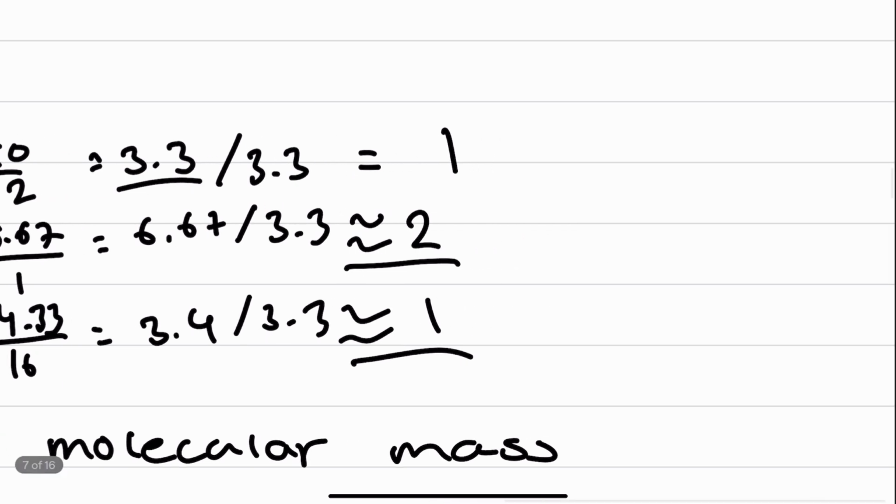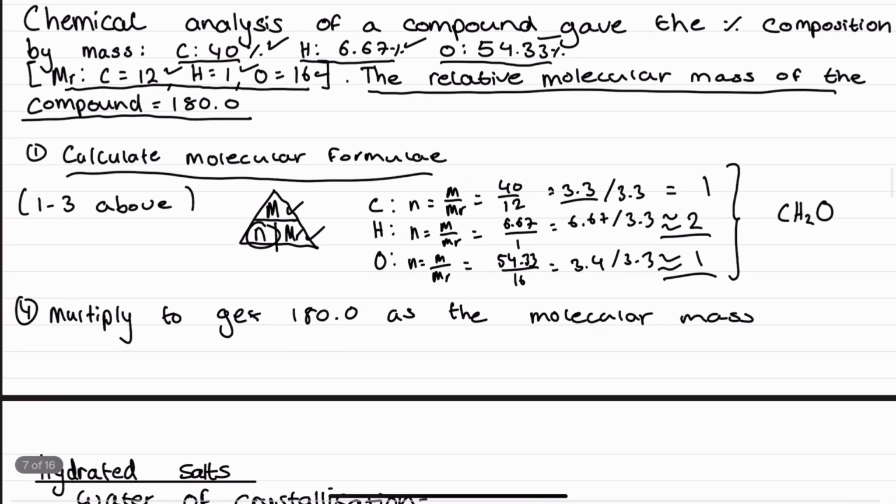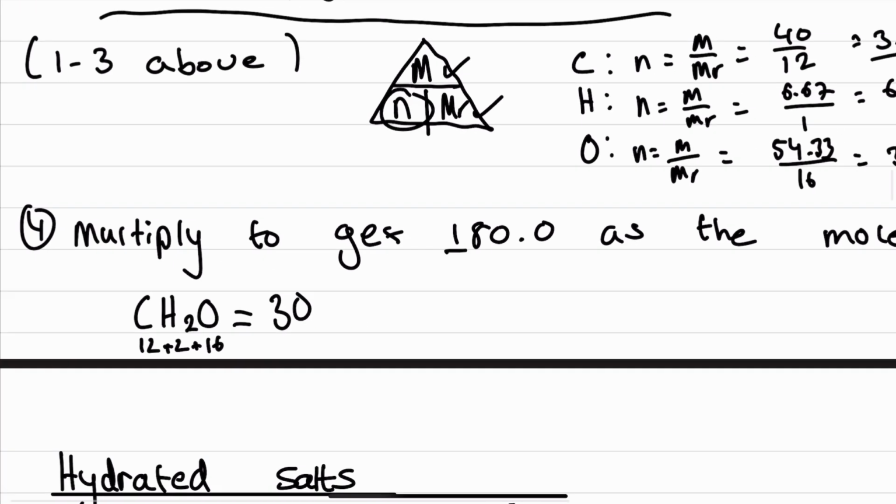So that means the empirical formula comes together as CH2O. So what do we do now? Now, we multiply to get 180 as the molecular mass. What does this mean? Well, this means this answer that we got, CH2O, as the empirical formula, if we add up all the molar masses, we get 12 plus 2, because there's 2 hydrogens, plus 16, we get 18, 20, 30. We get 30. But the total molar mass that we're after is 180.